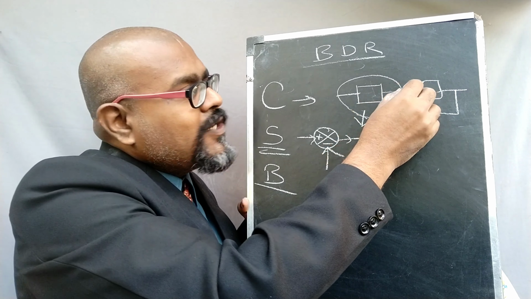If you want to indicate these kinds of branches from the forward path, you can use the point called the branch point, this particular point. From the forward path, it takes a separate branch. That branch indication point is called the branch point. Please remember.